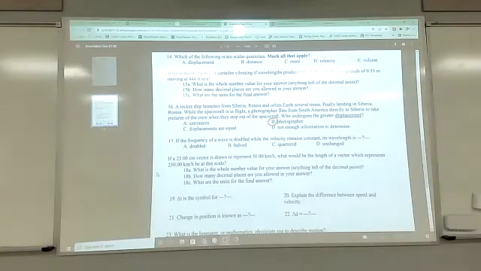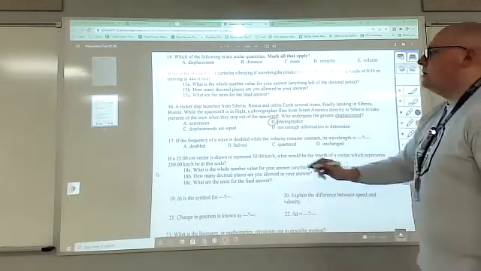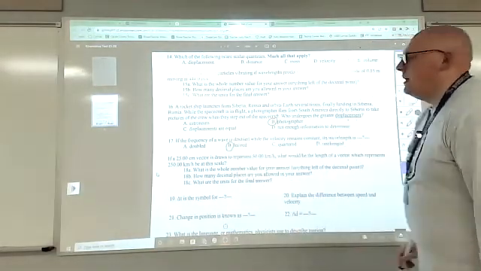Number 17, if the frequency of a wave is doubled while the velocity remains constant, its wavelength is blank. Okay, we know that wave frequency and wavelength are inversely related. If you double one, you would have 1/2 of the other. So that is the case here. If I double frequency, my wavelength will be halved, and that is B.